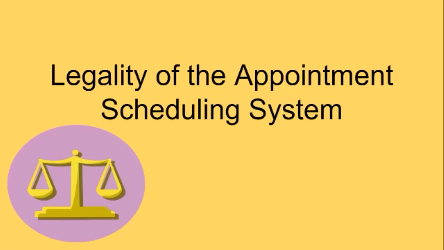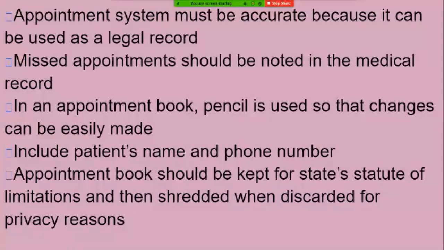So let's talk about the legality of appointment scheduling systems. Appointment systems must be accurate because they can be used as a legal record. When you have missed appointments, it should be noted in the medical record. In an appointment book, pencil is used so that changes can easily be made. You should always include the patient's name and their phone number. An appointment book should be kept for the state statute of limitations and then shredded when discarded for privacy reasons.